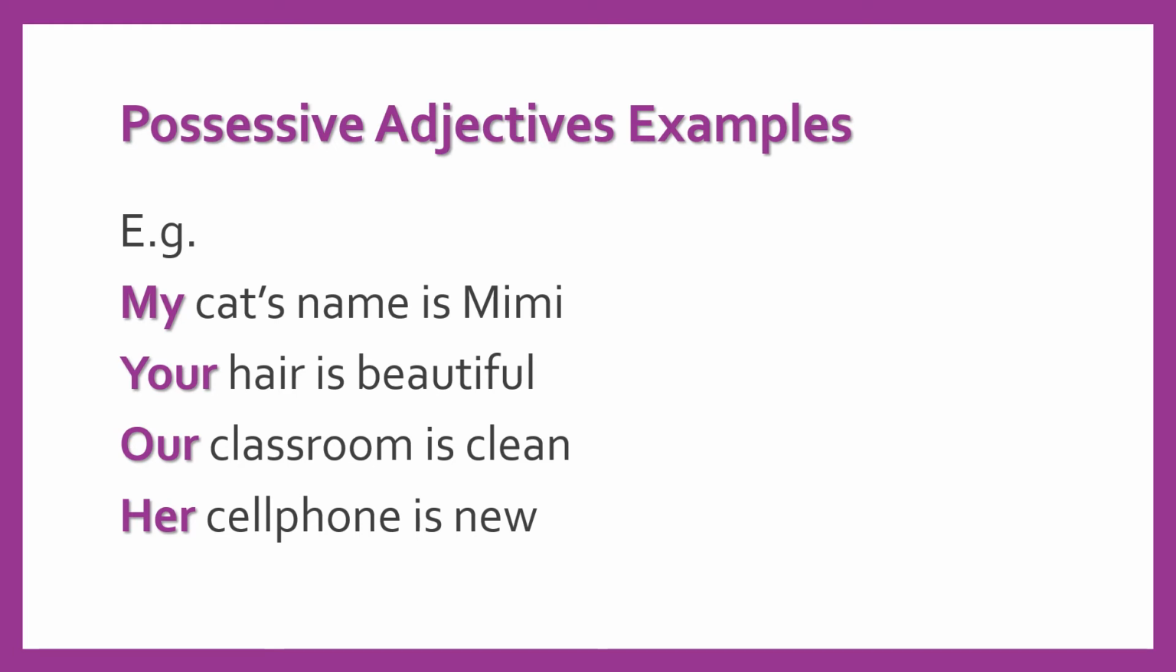As I said before, they also talk about possession, but they don't go at the end of the sentence. They usually go at the beginning and they are followed by an object. For example, my cat's name is Mimi. I cannot say mine cat's name is Mimi because that will be completely incorrect. Your hair is beautiful. I cannot say yours hair is beautiful because that would be completely incorrect again. Our classroom is clean, and finally her cell phone is new.